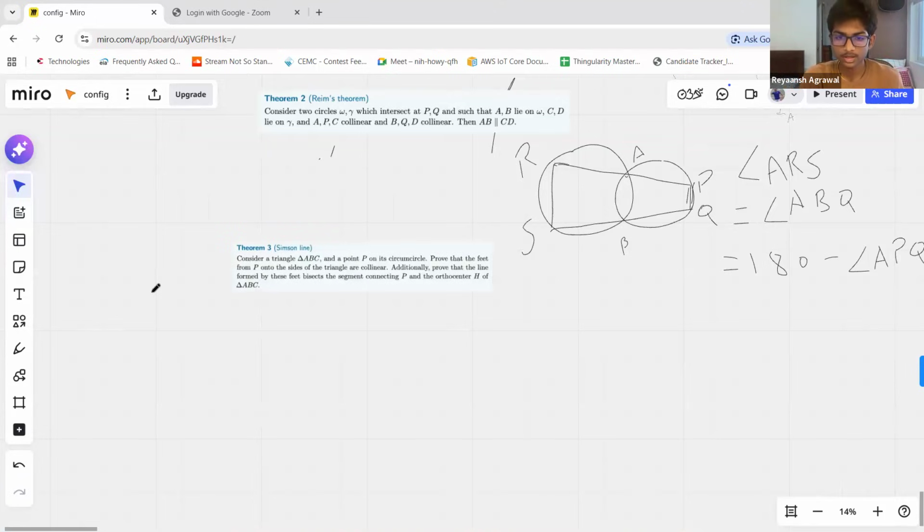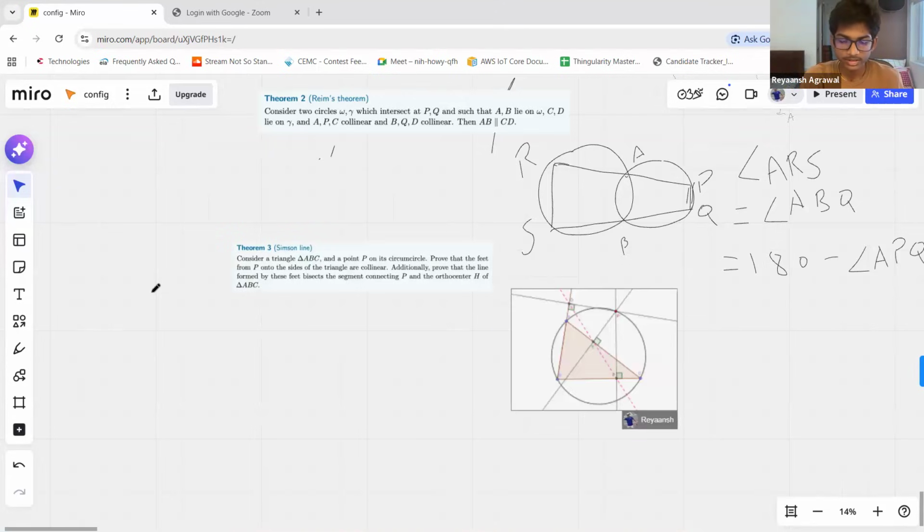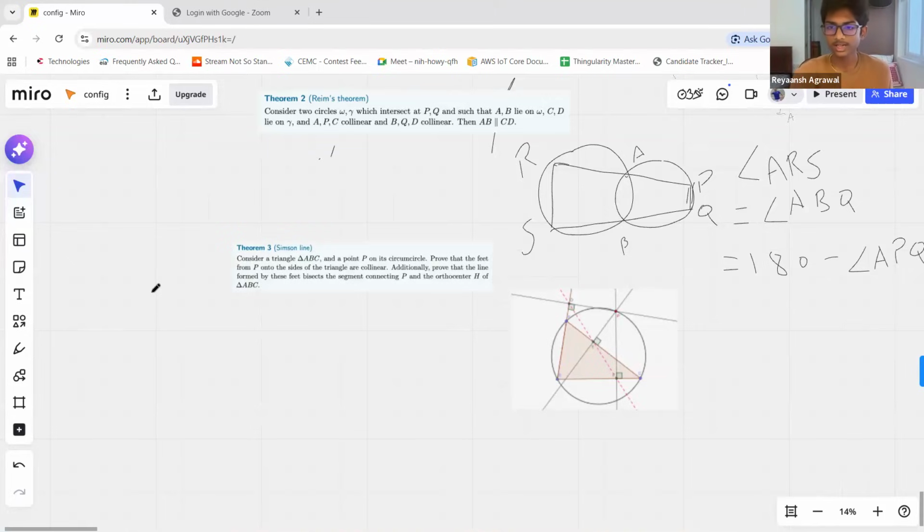I'll not draw it out here because I'm incapable of drawing. But what it says is that if I have a triangle ABC and a point P that is cyclic with this triangle, and I draw the feet of perpendiculars from P onto the three sides, then the feet are collinear with each other. Can you prove this? I'll give you maybe 2 minutes or so.